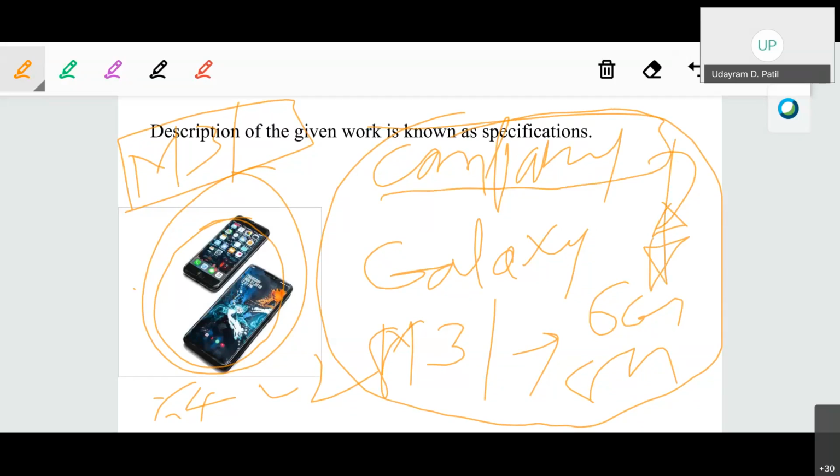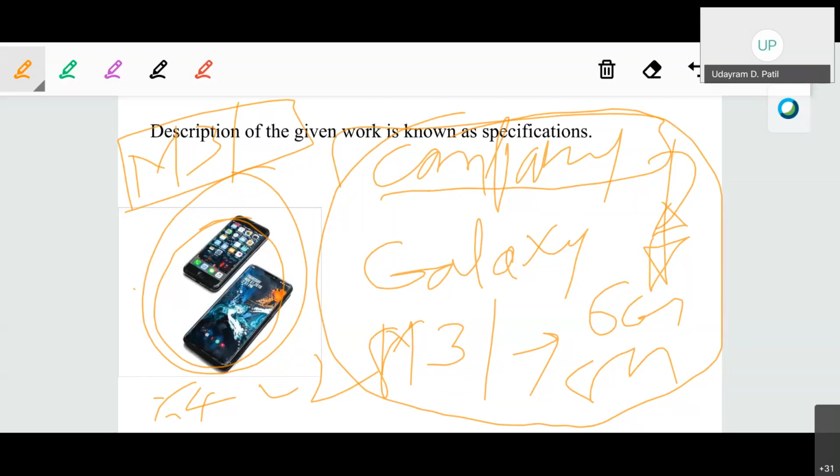Just giving the company name, or just saying that my mobile is of the Samsung company, or my mobile is an iPhone 11 or 12, will not give me the total or detailed estimate of that particular item of the work. I will need more details of that particular phone.